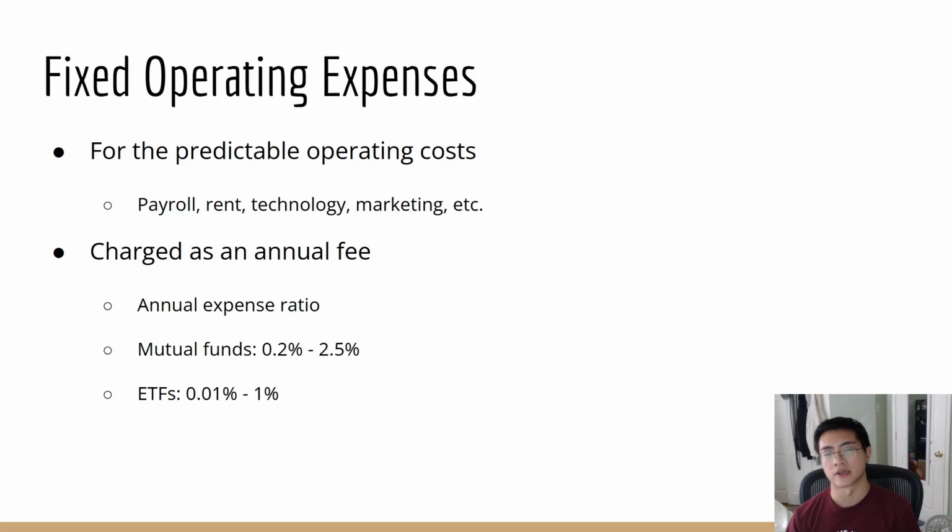Next are the fixed operating expenses. These are for the predictable operating costs, right? Payroll, rent, technology, marketing, etc. This is all charged as an annual fee known as the annual expense ratio. For mutual funds, this is typically 0.2% to 2.5%, and for ETFs, it's typically 0.01% to 1%.